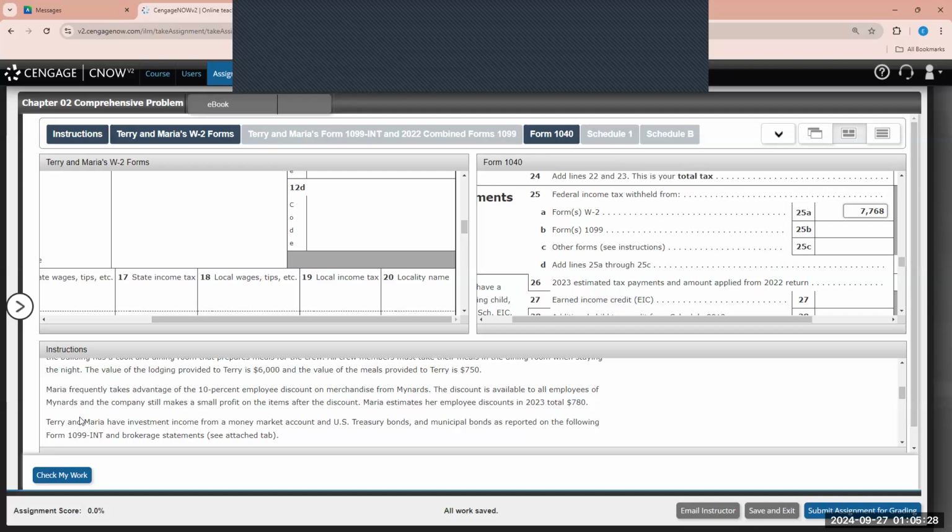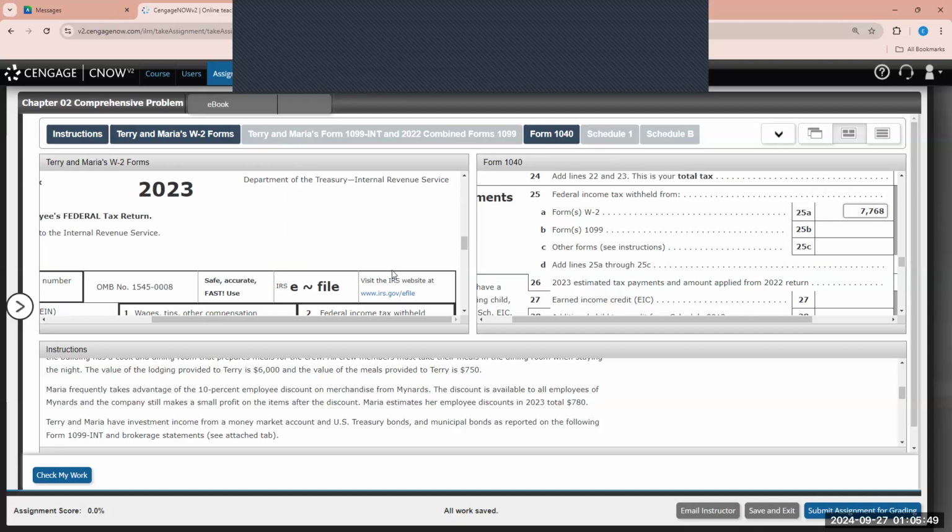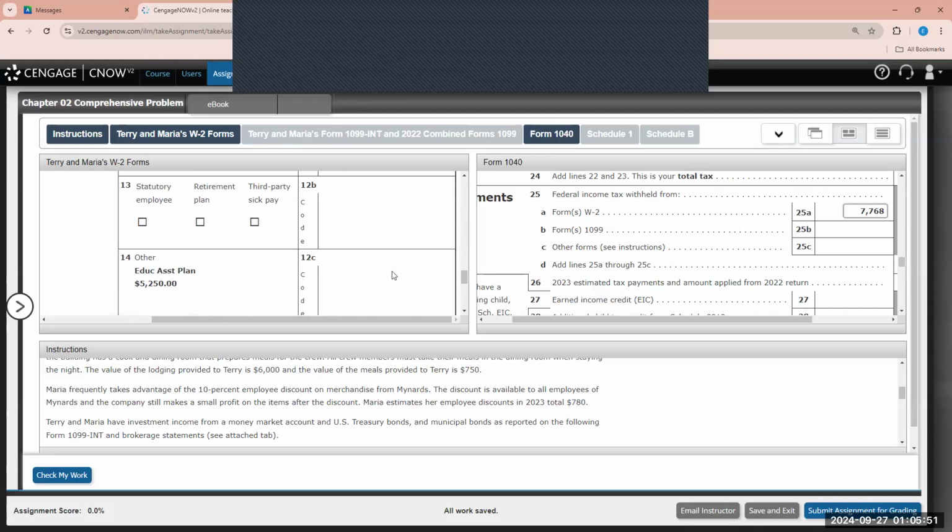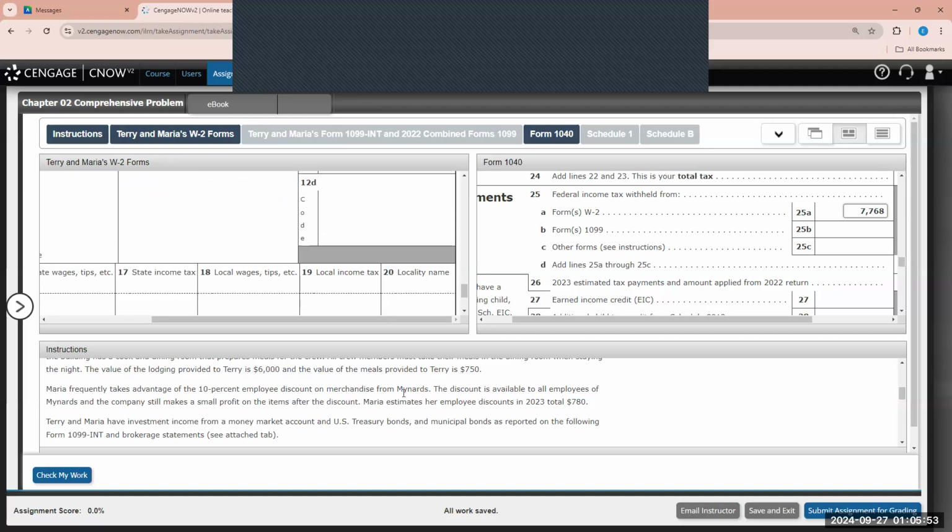Here it says Maria frequently takes advantage of the 10% employee discount on merchandise from Menards. This is another example of an employee fringe benefit. So the employee discounts made available to Maria, the portion here, it says she estimates her discounts in 2023 to be $780. This is also not considered taxable. All right, so just keep that in mind.